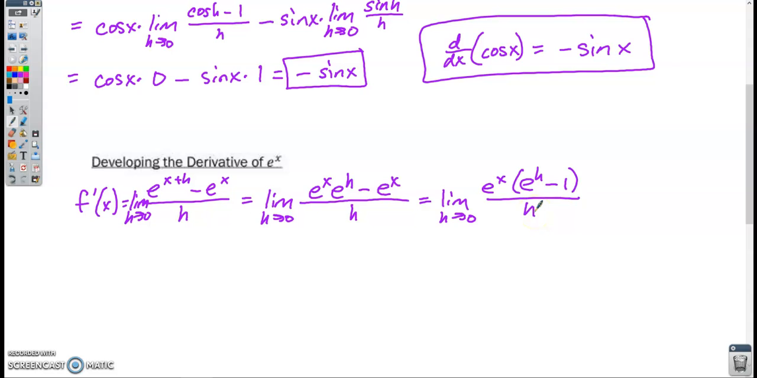And then e to the x is constant with respect to the limit, so I can use the constant multiple rule for limits and bring that e to the x out in front. And then I just need to know what the limit of e to the h minus 1 over h is. I try to substitute: numerator 0, denominator 0, so I've got the indeterminate form.